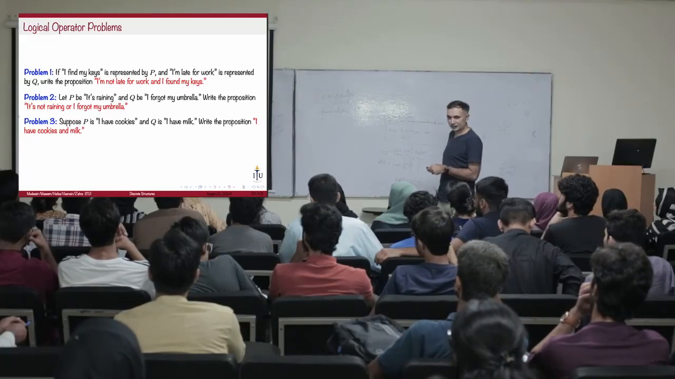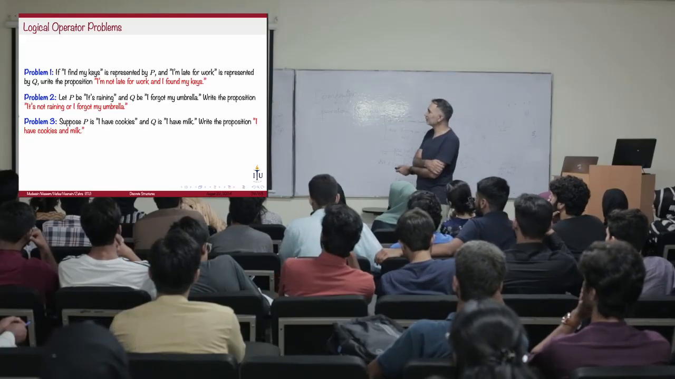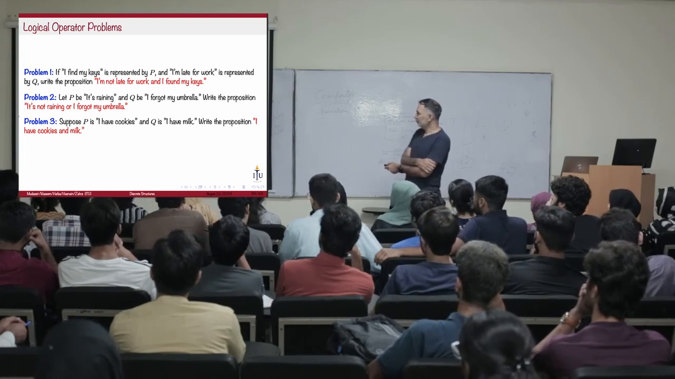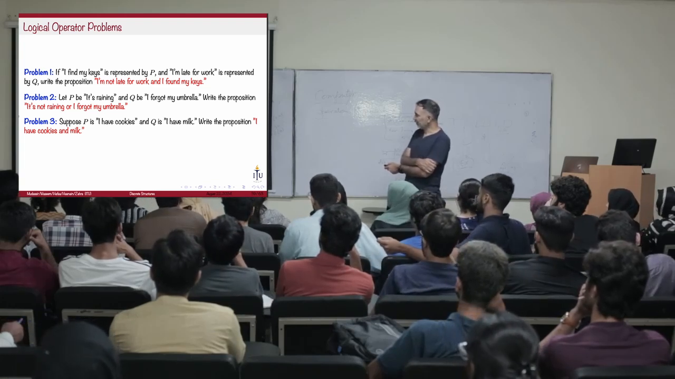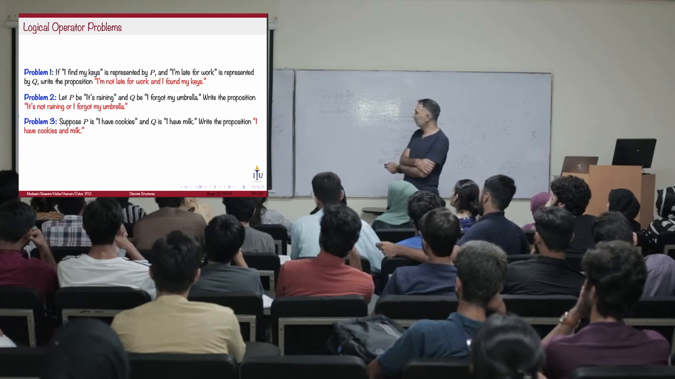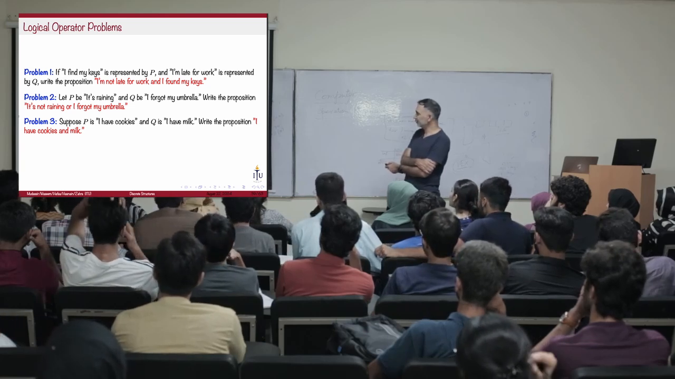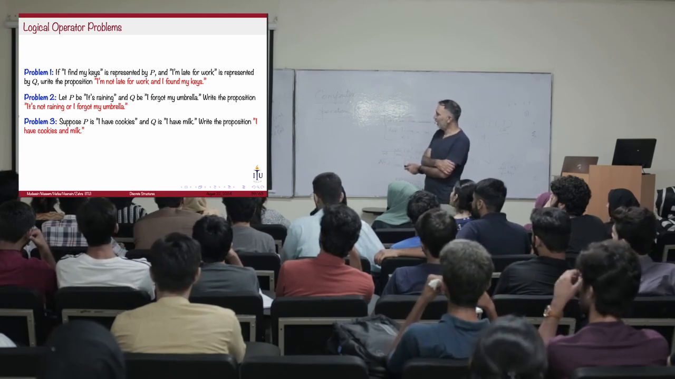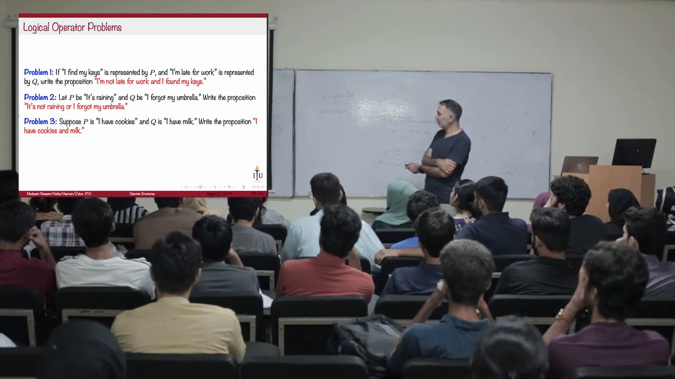So let's do this now. Okay, let's see what it means. So problem one says that if I find my keys is represented by P, so it's a statement. I am late for work is represented by Q. How would I represent I'm not late for work and I found my keys?